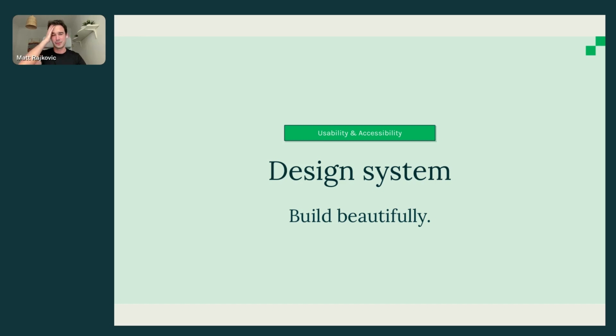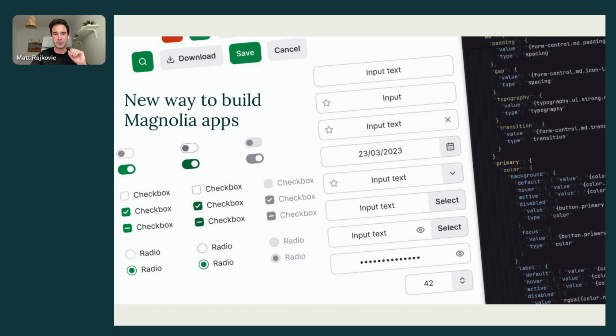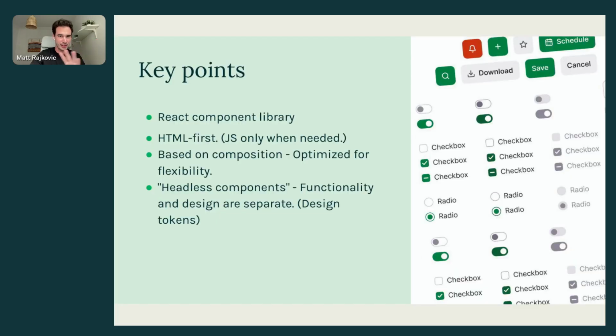And jumping to the next topic, which is design system, or the way to build beautifully. The new forms and plenty of the features that you are going to see today already use a new design system developed by Magnolia, which is a new way to build Magnolia apps. It is really a React component library which you can use. It's HTML first as well, and it can be used to build apps for Magnolia itself. It is based on composition, so it's optimized for flexibility. And we also use this approach with design tokens, making sure that functionality and design are separate. And you can then update the design tokens the way you need to tweak the design system the way you like.